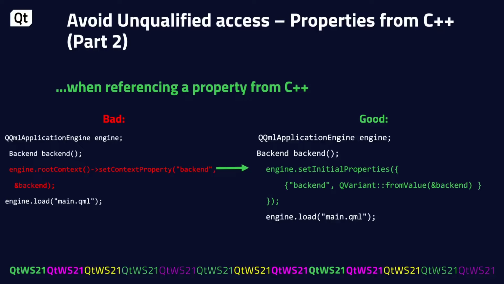You now use engine.setInitialProperties, which takes a QVariantMap. And in this QVariantMap, you have to use QVariant::fromValue to actually turn your custom QObject into something that the map can deal with. This will require you to declaratively register backend, but I've already explained why this is a good idea anyway.